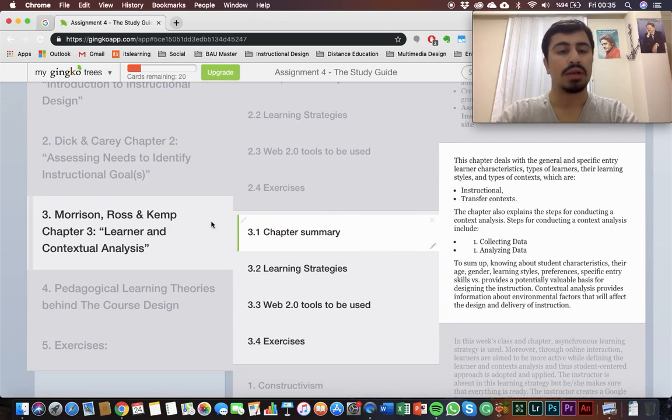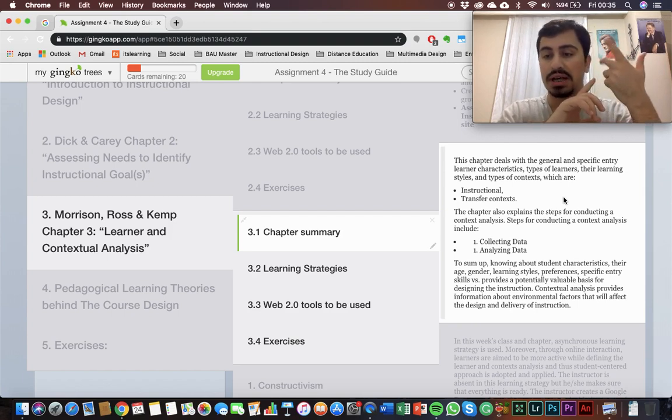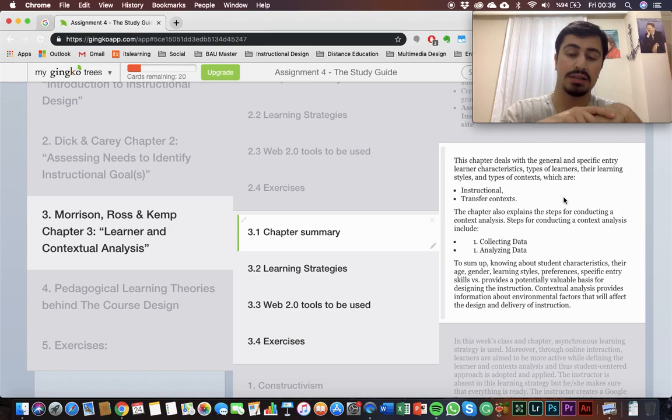So, when we look at the final chapter of our assignment, which is from Morrison, Ross, and Kemp, Chapter 3, Learner and Contextual Analysis. When we have a look at the chapter summary, this chapter deals with the general and specific learner characteristics, types of learners, their learning styles, and types of context, which are instructional context and transfer context. The chapter also explains the steps for conducting a context analysis, which include collecting data and analyzing data.